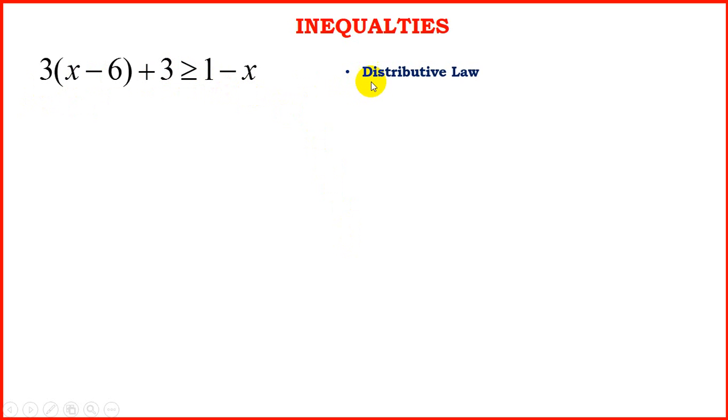The first thing we're going to do is apply the distributive law, and we're going to multiply 3 into the bracket. So we're going to multiply 3 times x, which gives us 3x, and 3 times minus 6, which is minus 18. I'm going to bring down the rest of the problem, which is plus 3, which is greater than or equal to 1 minus x.